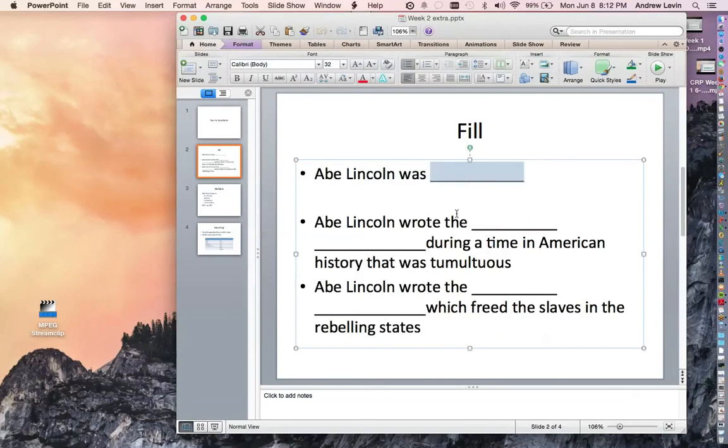Okay, what's the answer? Abe Lincoln was. Give me the answer. President. Yeah, he was. What else? He was tall. He was a man. He was a lawyer. He was very sexy too. You know, anything could fall in there practically. He was killed. Yeah, no kidding.